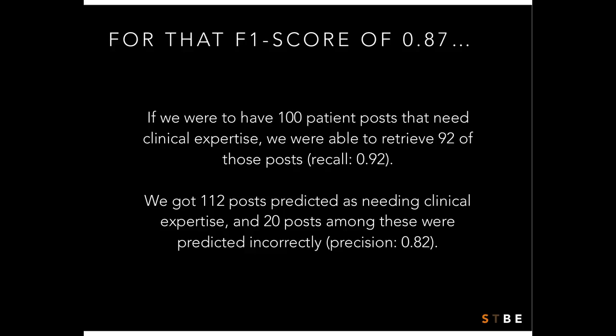What does that mean in the context of online health community posts? If we were to have 100 patient posts that need clinical expertise, recall of 0.92 means that we were able to retrieve 92 of those posts that need moderators or clinical expertise. For precision of 0.82, what that means is that we got 112 posts predicted as needing clinical expertise, and 20 posts among these were predicted incorrectly.